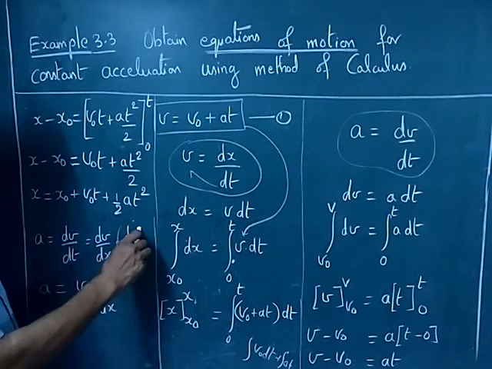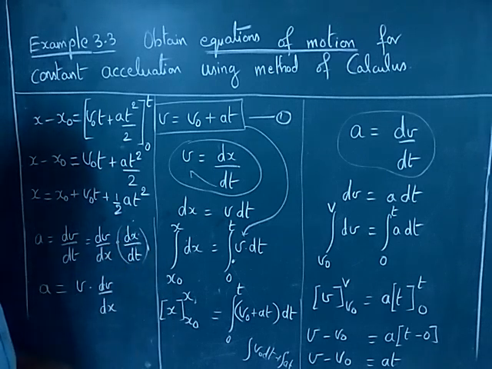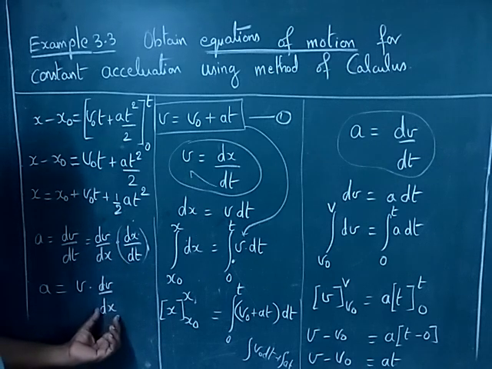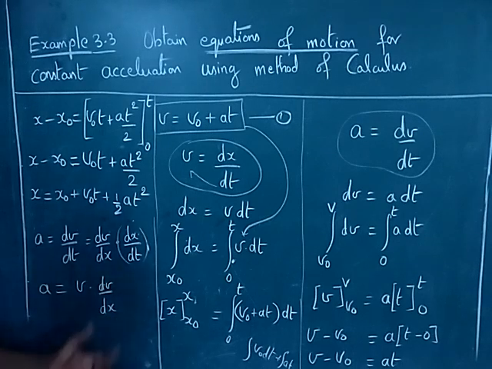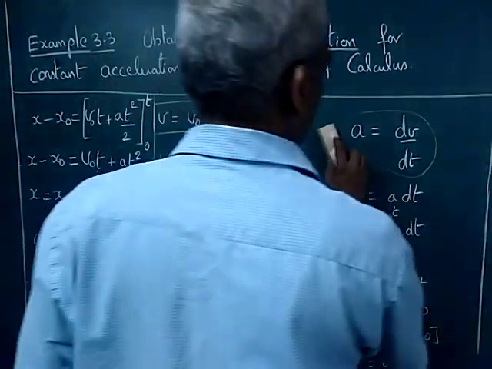Now if you carefully see, this dx by dt is nothing but velocity, the rate of change of distance. So put this v here and dv by dx here. Okay, now we will do the integration. We will solve this equation.